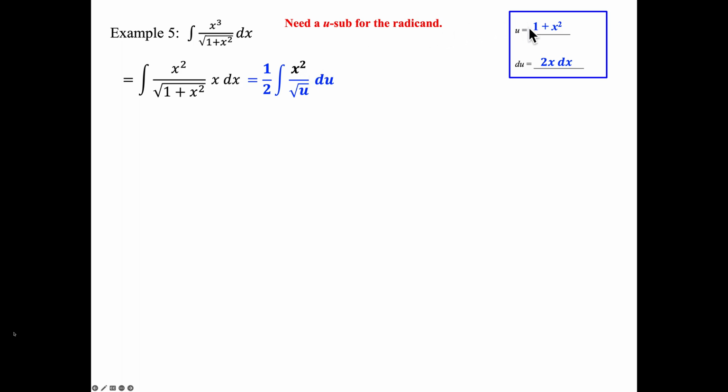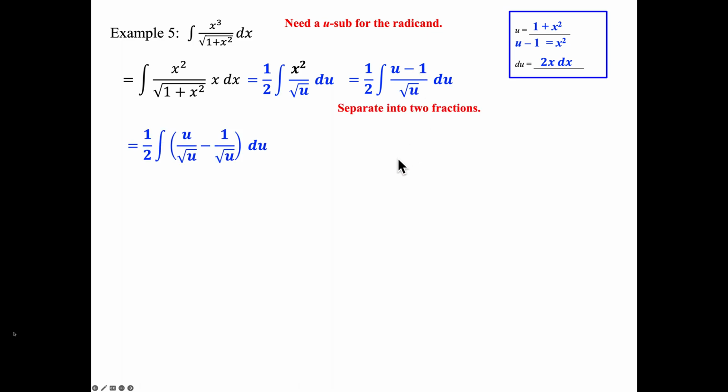Go back and look what u equals. U equals 1 plus x squared. Solve this for x squared. Just subtract the 1 over. And we'll put u minus 1 in for the whole numerator, x squared. And now we have everybody in terms of u. But this is kind of ugly, so I'm going to separate this as 2 fractions. U over the square root of u minus 1 over the square root of u.